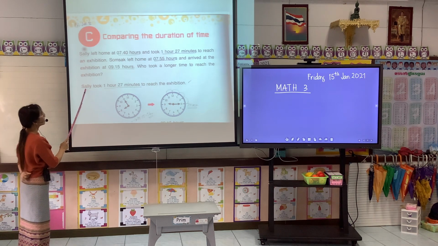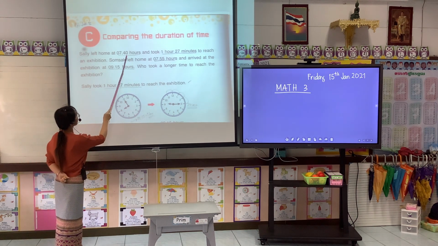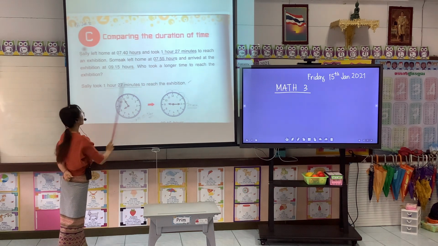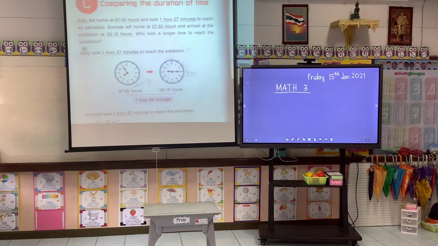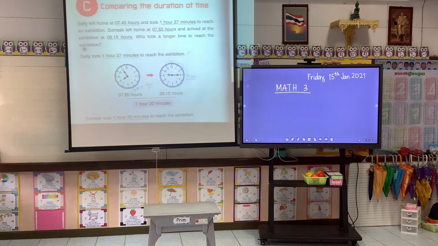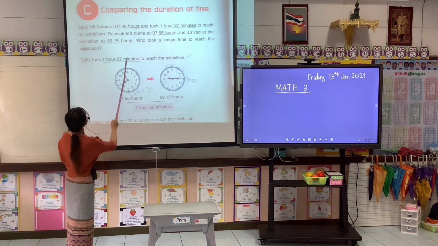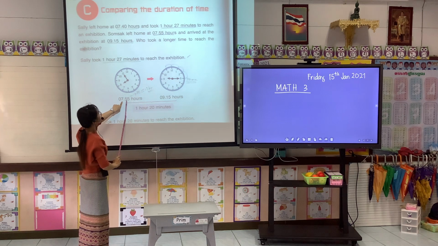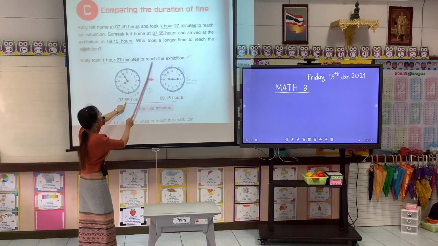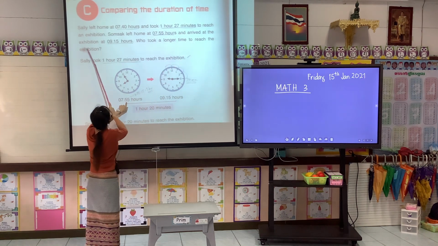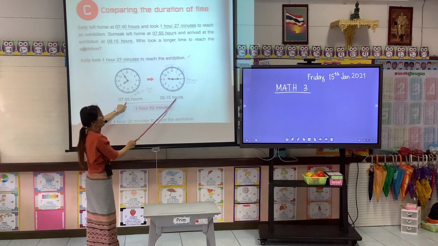Okay, let's analyze here. Sally took 1 hour 27 minutes to reach the exhibition, right? That is Sally. What about Somsak? How long did Somsak take to reach the exhibition? Somsak left home at 07:55. So this is the clock showing 07:55 hours, right? And arrived at the exhibition at 09:15 hours. So this is the clock for 09:15 hours.